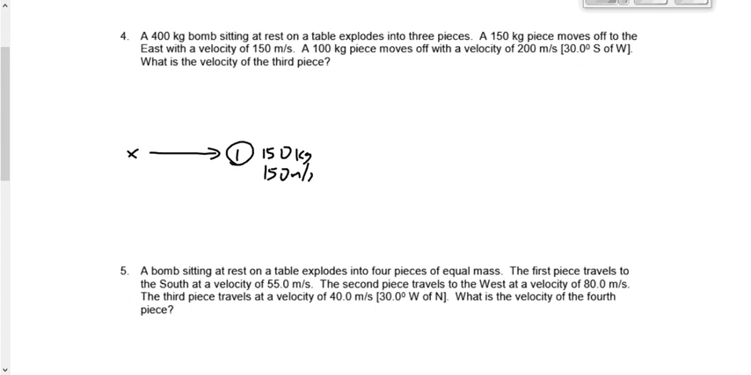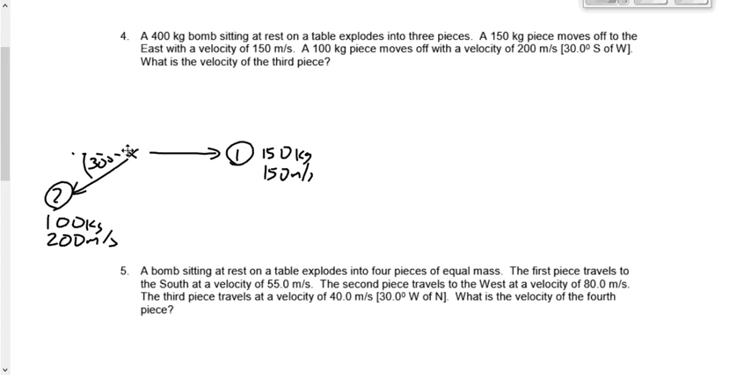Another piece moves off south of west. This is 100 kilograms. What is it, 30 degrees south of west, 100 kilograms, and we've got a velocity of 200 meters per second. And what's the velocity of the third? Where's the third piece going to go? What's your best guess on that?